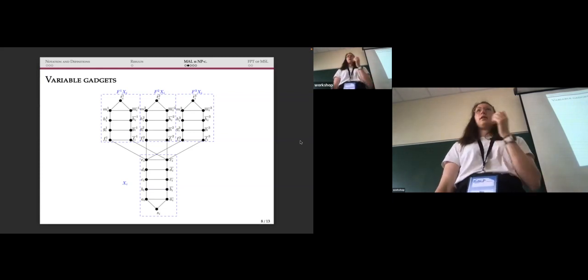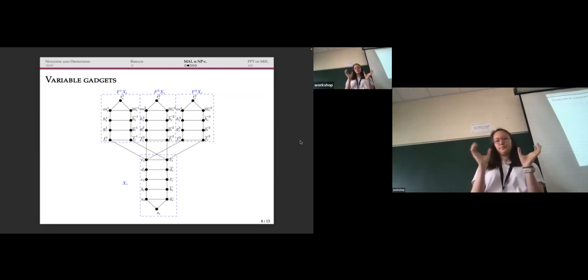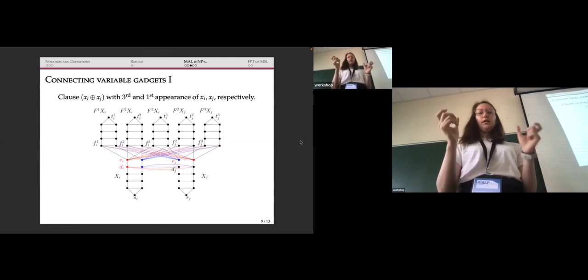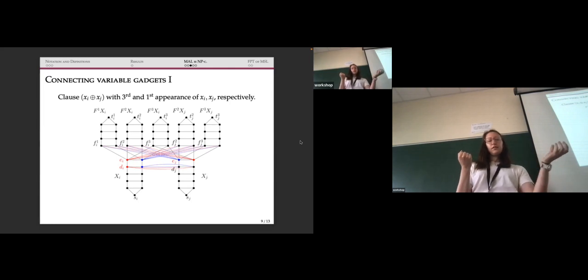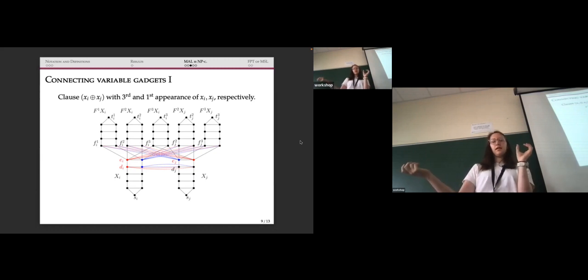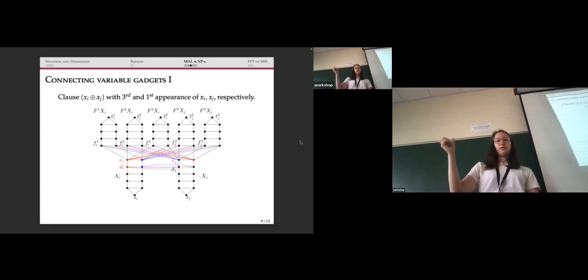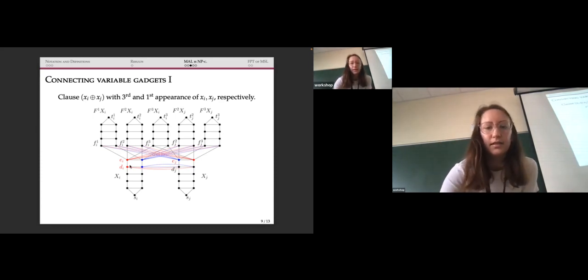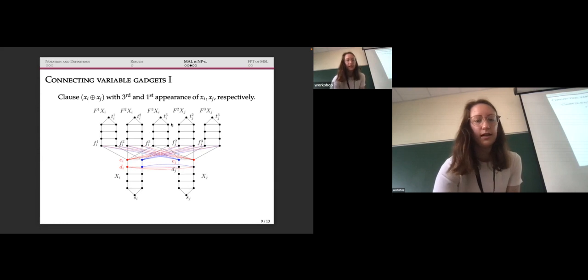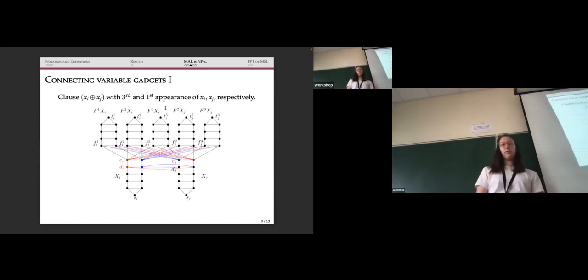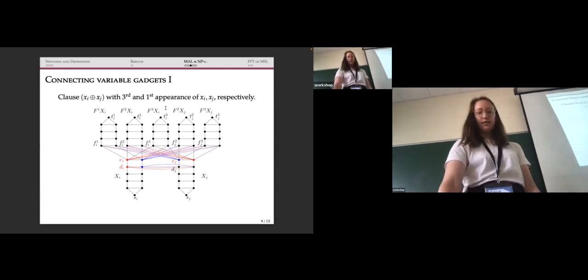And now, how do we connect two variables among each other? If they appear together in the same clause, for example, this is a clause where the left variable xi is in its third appearance, and the second variable is in its first appearance. So we join the third branch of the first variable with the first branch of the second variable. There are some small differences in how we make these connections, but yeah, they are the third and first appearance. This kind of makes it like a clause, and everything else we add these blue and red edges, which are a lot of them, but they're important for us.